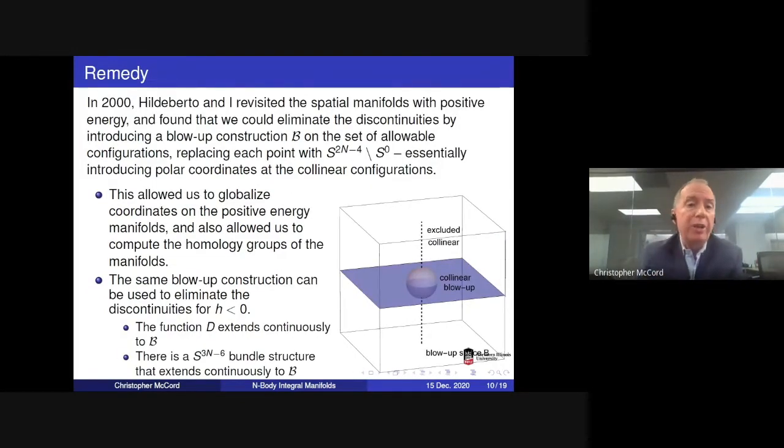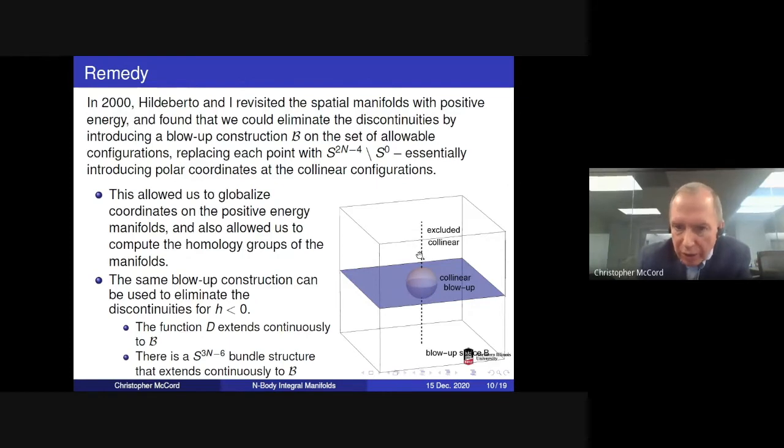Well, when I visited Hildeberto in 2000, we looked at a simpler problem. We looked at the spatial manifolds with positive energy, where you have some of the discontinuities, but not all of them. And we found that you could resolve the discontinuity in the dimension of the fiber by introducing a blow-up construction. So take each of those collinear points, and if you look at the 2n-4 manifold normal to the collinear configurations in the invariant plane, you can blow up that collinear point and replace it with a sphere.